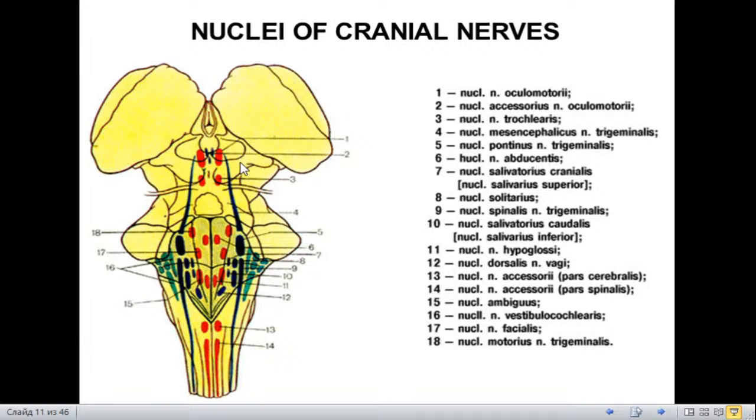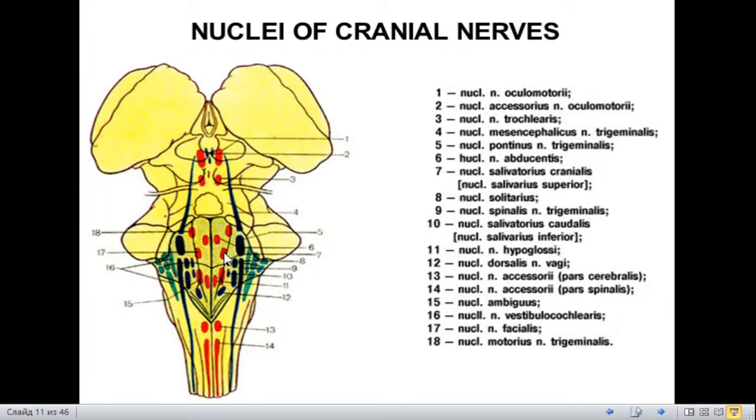Next, sixth cranial nerve, abducens. It has one motor nucleus, nucleus motorius nervi abducentis. It projects to the upper part of the facial colliculus in the median eminence.